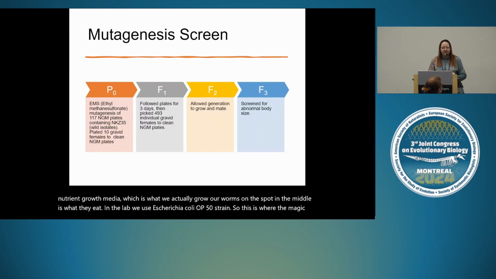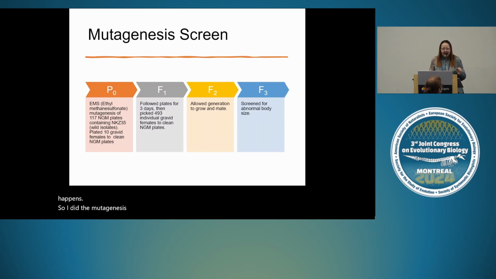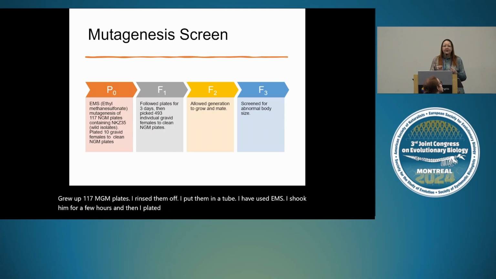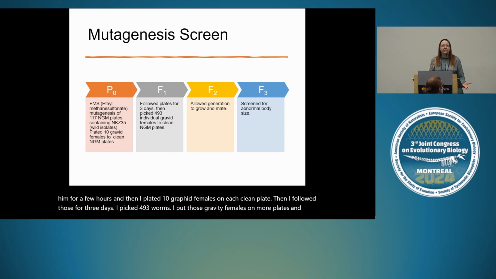So I did the mutagenesis screen. I grew up 117 NGM plates. I rinsed them off and put them in a tube. I used EMS and shook them for a few hours, and then I plated 10 gravid females on each clean plate. Then I followed those for 3 days. I picked 493 worms and put those gravid females on more plates, and because these are gonochoristic, we have to go out to the 3rd generation.